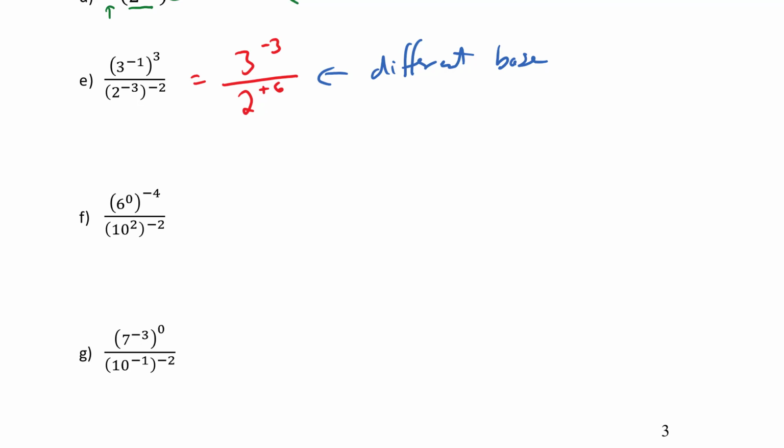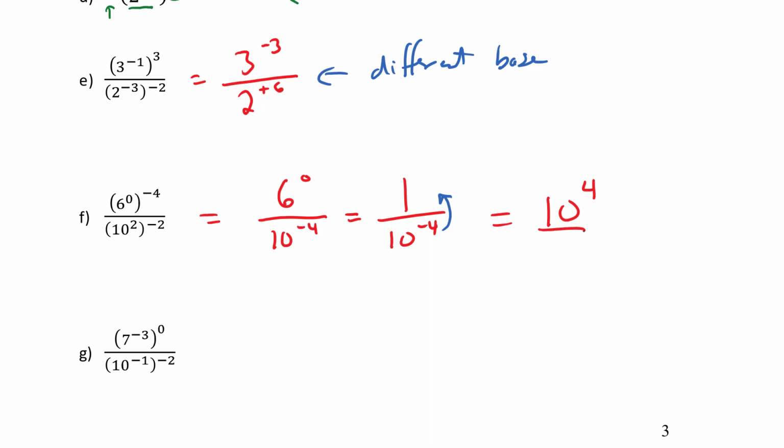Let's try f. 0 times minus 4 is 0. 2 times minus 2, minus 4. Anything raised to the exponent 0 is 1. Remember what I can do? I can take a negative exponent, turn it into a positive exponent by bringing it up to the top. This is 10 to the positive 4 over 1, which can be just 10 to the 4.